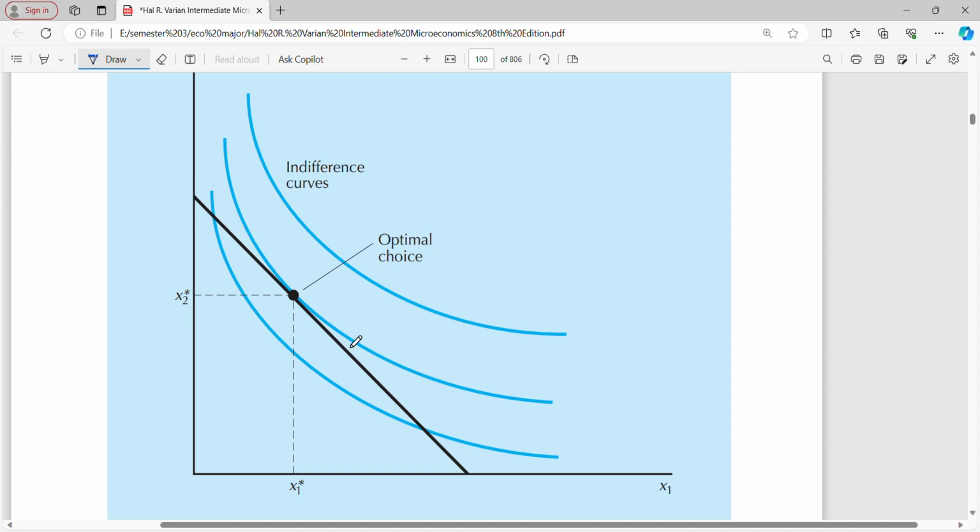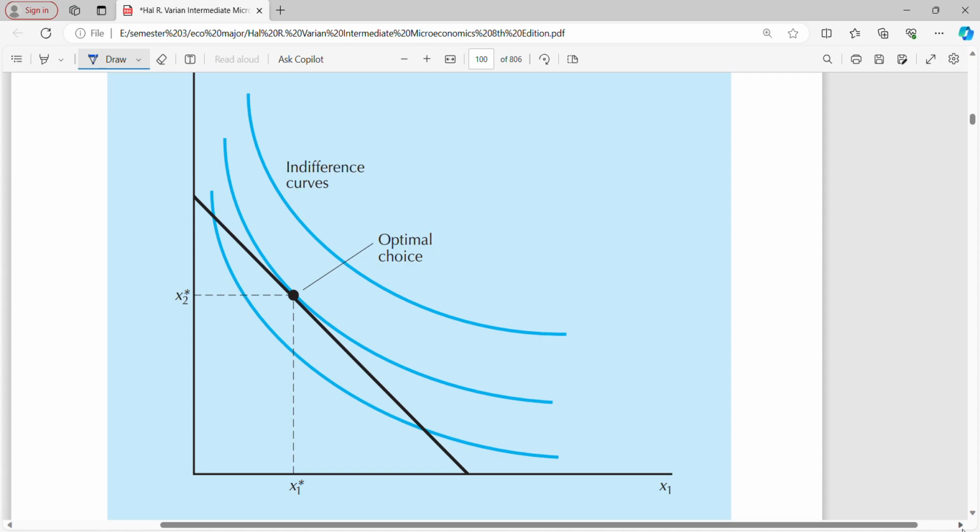So here it states that the optimal choice is where the indifference curve is tangent to the budget line. So this is the point where the indifference curve is tangent to the budget line. This is the optimal choice. In the optimal choice, we have the bundle x1 prime and x2 prime. Such an optimum, with the tangency appearing like this, is called an interior optimum. Okay, this is called an interior optimum, not that.